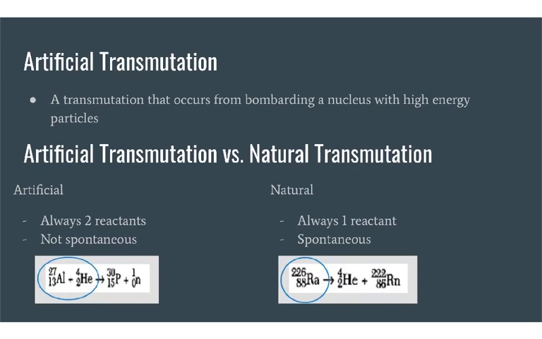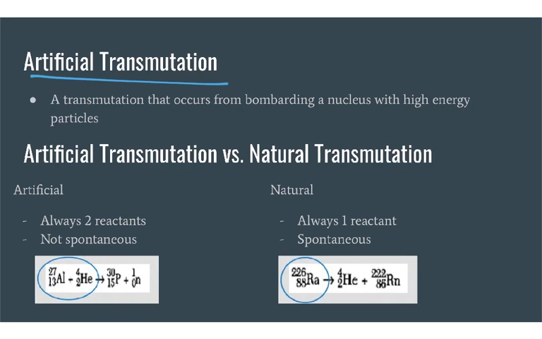So let's take a look at artificial transmutation. This is a transmutation that occurs from the bombarding of a nucleus with a high energy particle. So we have two types. We spoke yesterday, in the previous lesson, about natural transmutation. It happens naturally in nature. This is like our carbon decay and our uranium decay. So artificial transmutation is where we are doing something to cause that breakdown to happen.